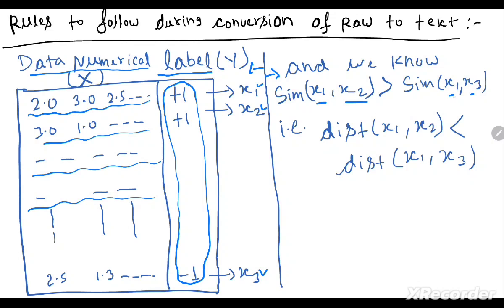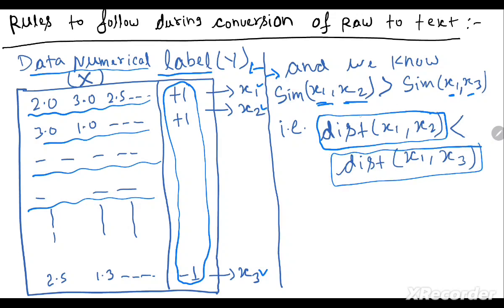So if this is the case, then similarity of x1 comma x2 will be greater than similarity of x1 comma x3, because these two belong to different classes. Then distance of x1 comma x2 will be less than distance of x1 comma x3. I'm talking about the Euclidean distance. So if similarity of x1 comma x2 is greater, then distance of x1 comma x2 will be lesser. Let's go on to the next slide.